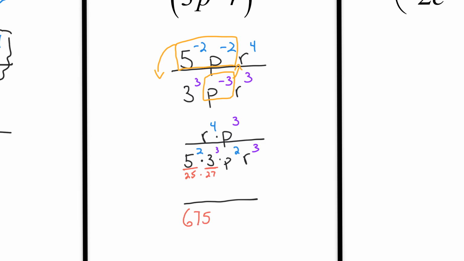675. So I don't want you guys to get confused. This is not a fraction. I just told you guys what 5 squared is, 25. And 3 to the 3rd power is 27. 3 times 3 times 3 is 27. And then you guys multiply 675.